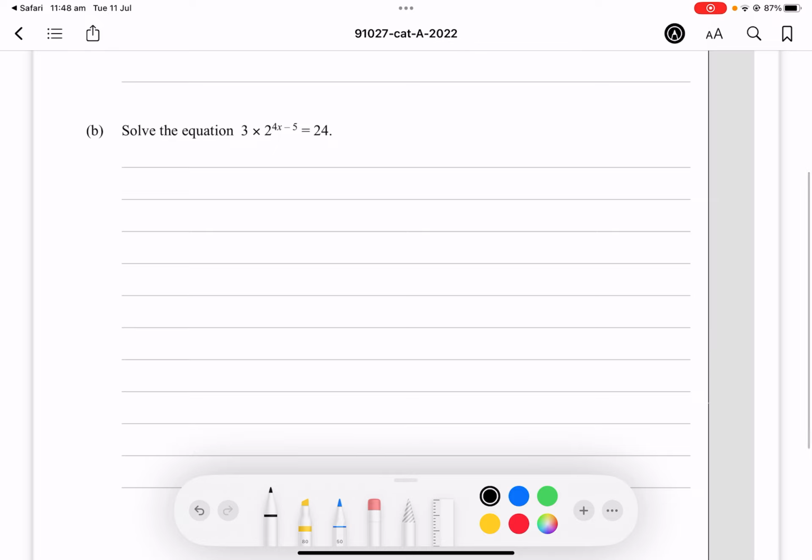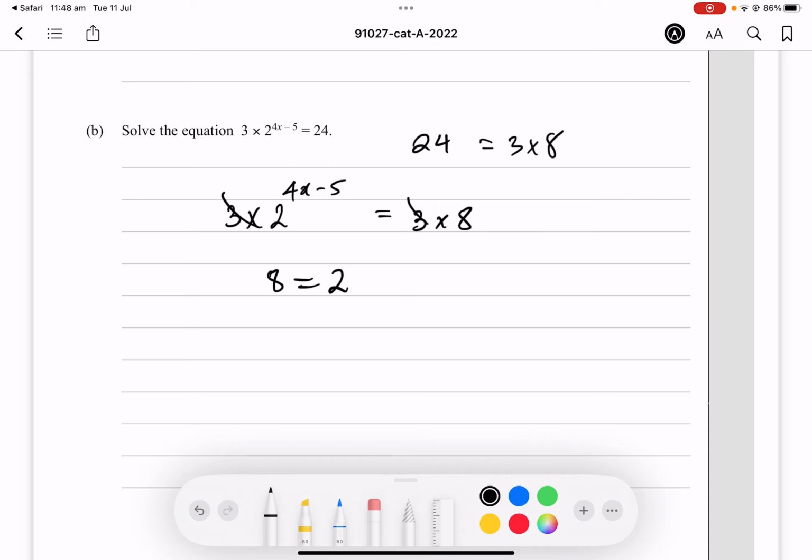Question B. Solve the equation 3 times 2 to the power of 4x minus 5 equals 24. So we notice that 24 can be rewritten as 3 times 8, and we will be doing that. So therefore we have 3 times 2 to the power of 4x minus 5 equals 3 times 8. Divide both sides by 3, so 3 and 3 will cancel each other out. We know that 8 is equal to 2 to the power of 3, so we'll rewrite it in base 2. So we have 2 to the power of 4x minus 5 equals 2 to the power of 3.